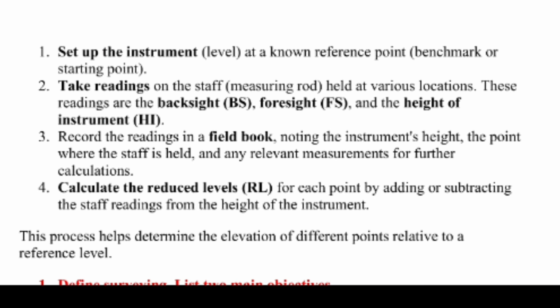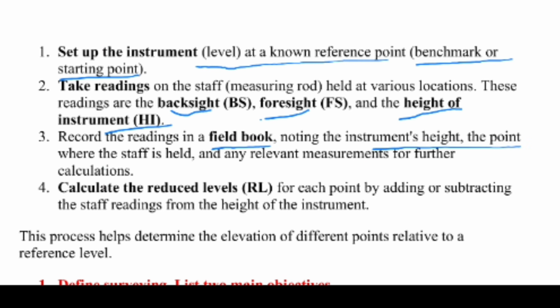The first step is to set up the instrument at a reference point, which we also call a benchmark or starting point. Then you have to take the staff reading where you fix the rod. The first reading we call the backsight, then foresight and intermediate sight, and you have to record the readings in a field book.